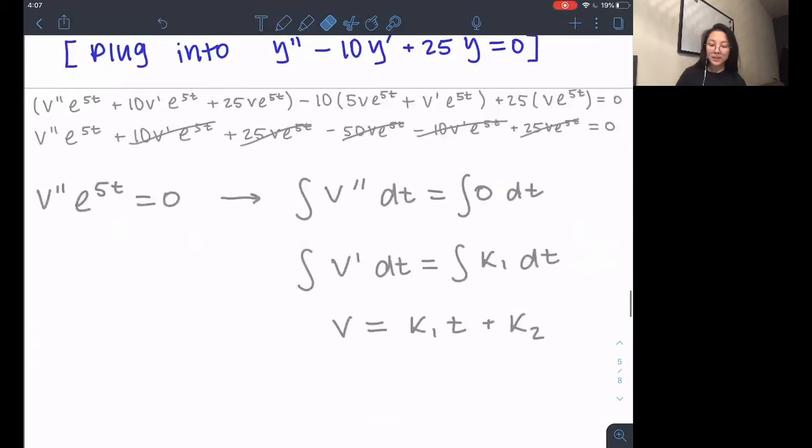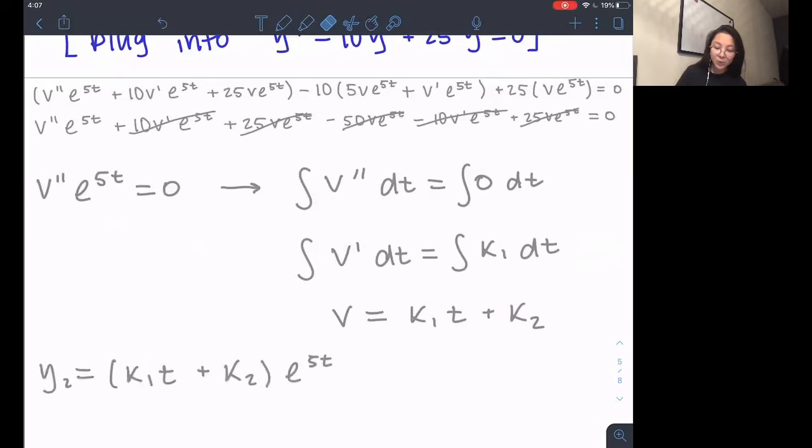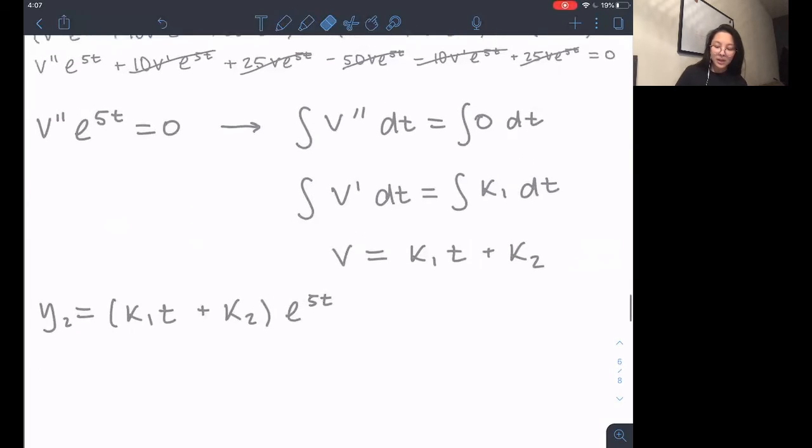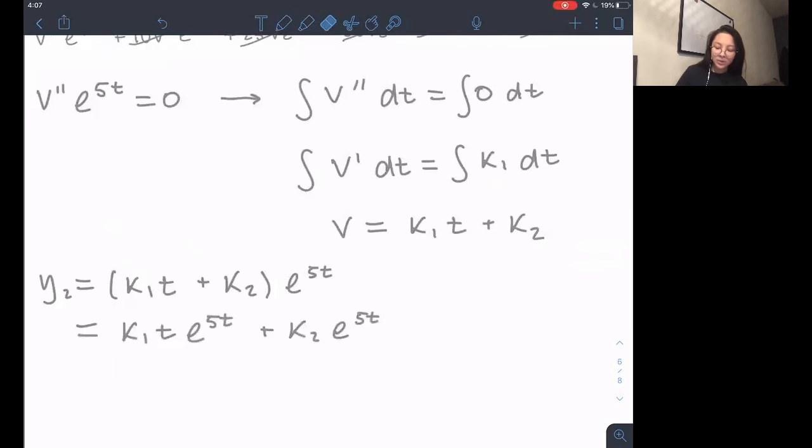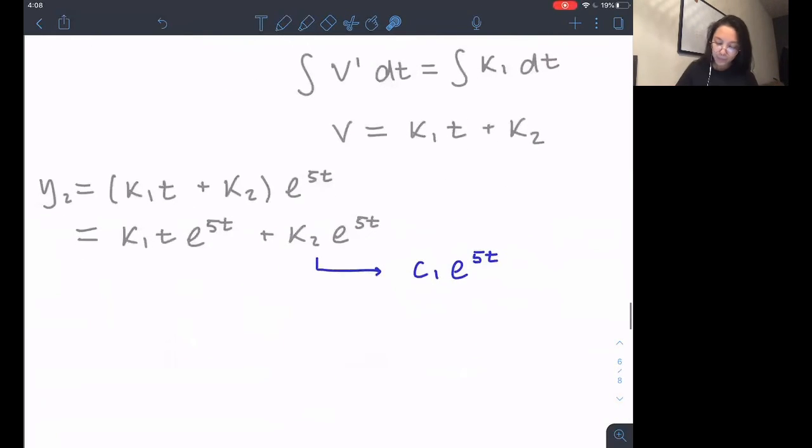Right? And now we're going to plug this equation back into our y2. And there it is. And then we're going to distribute our e to the 5t throughout. And there you go. And notice here, k2 times e to the 5t looks pretty similar to c1 e to the 5t. So this is just another way of saying this. These are both constants. So we already have this term. This is what we needed. This is what needed to go into our equation.